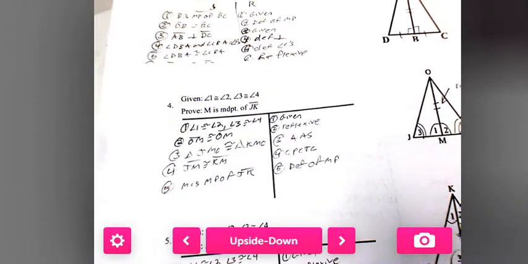Do you guys know what an isosceles triangle is? 2 sides are equal, so you're proving that 2 of the sides are equal.